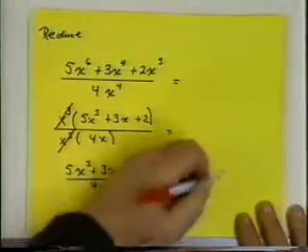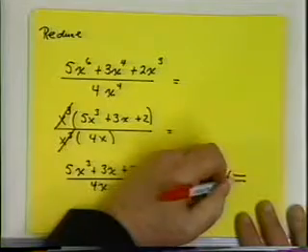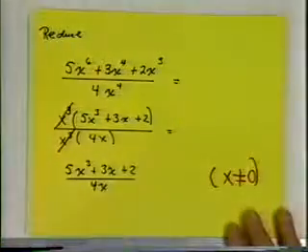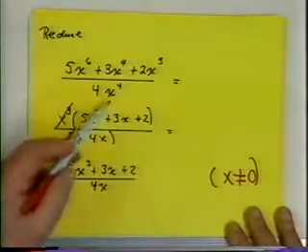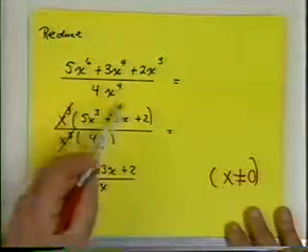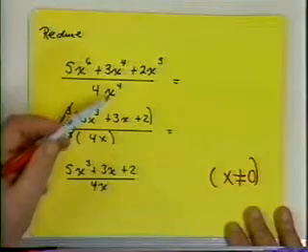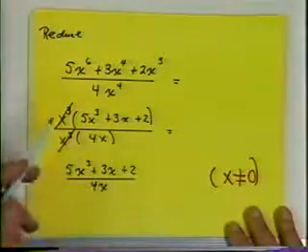By the way, one little disclaimer. The only denominator you're not allowed is 0. So we're assuming over here that x is not 0. You see, if x was 0, each of these terms would be 0. We would have 0 over 0, and that's not defined, as we talked about earlier.